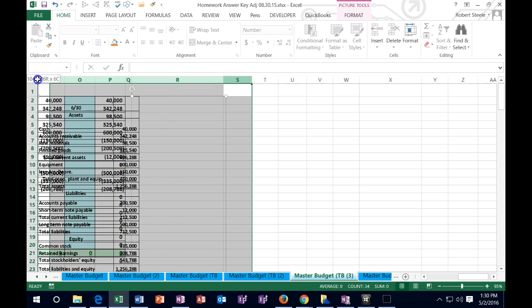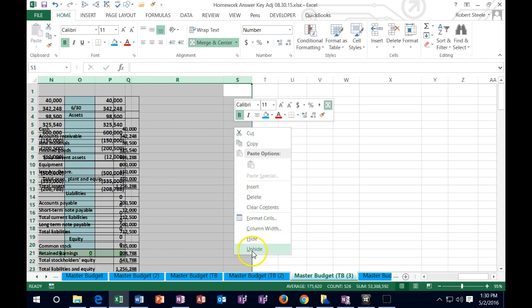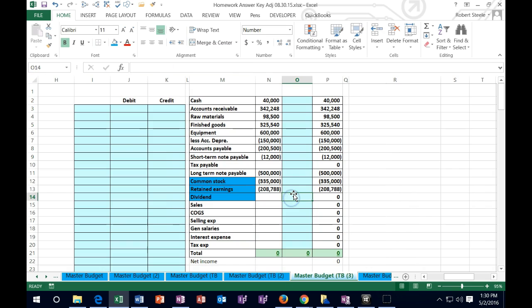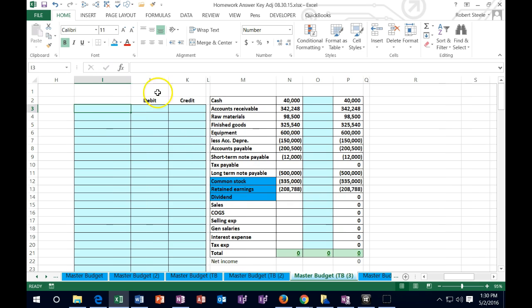Let's do that one more time. I'm going to right click and unhide. Alright. Okay, so now notice I've also added just our journal entry area. This is where we're going to enter the journal entries and post them to this section and see what happens.